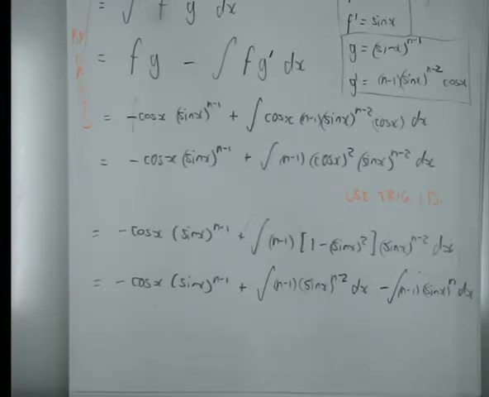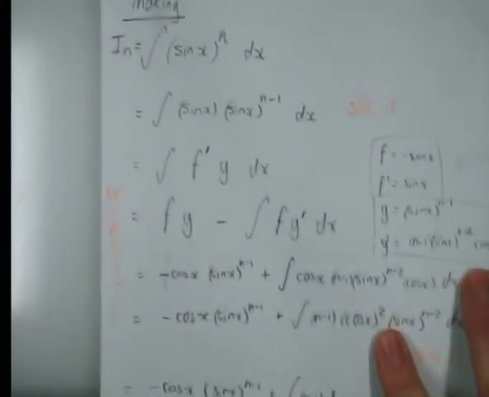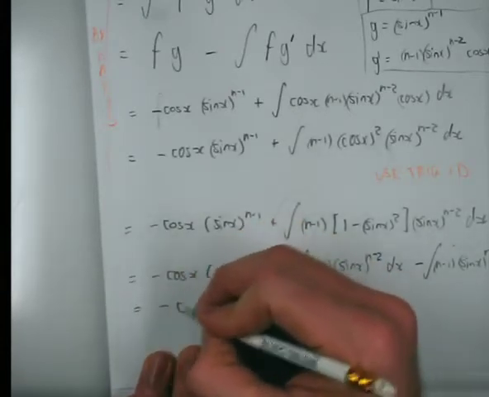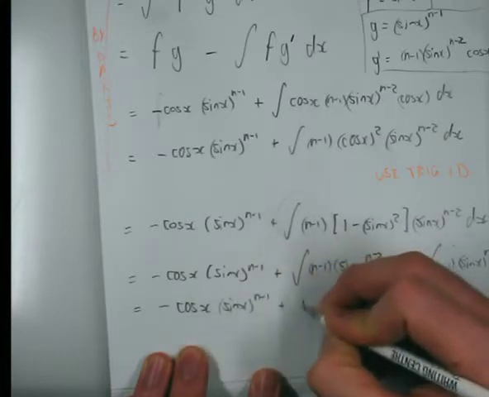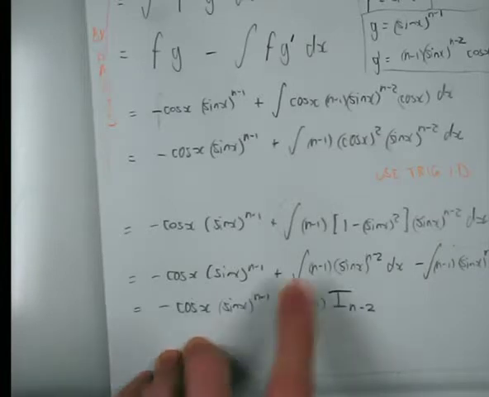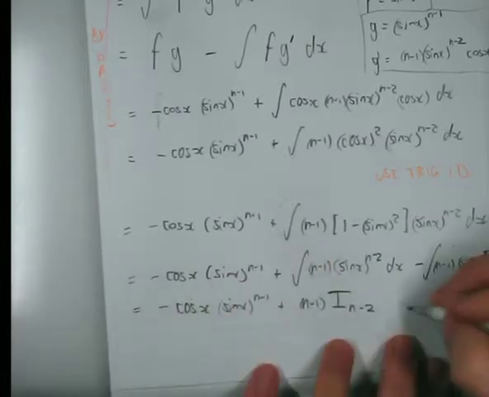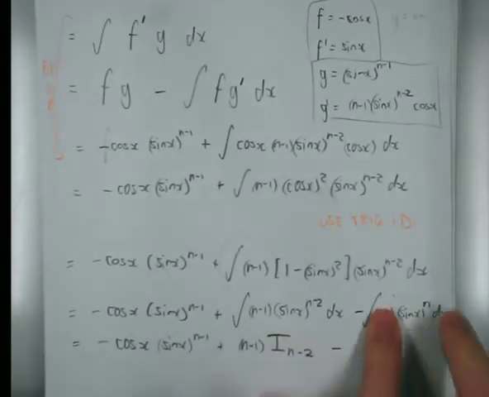Now here's the key. Without the n minus 1, this is the same as what I started with, except it's got an n minus 2 instead of n minus 1. So that means it must be I with an n minus 2 instead of an n minus 1. Okay, because the n minus 1 can be brought out the front of the integral. And this is n minus 1. Without that, that is what I started with. That's precisely what I started with.